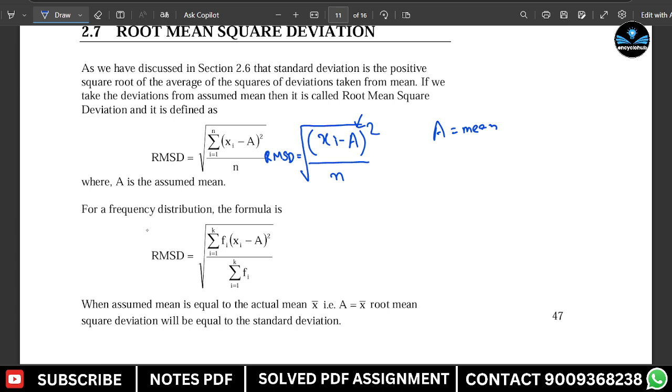For the case of the frequency distribution, we will use, instead of n, we will use sigma f, and we will multiply by the sigma f.